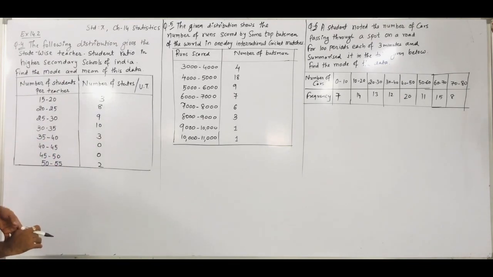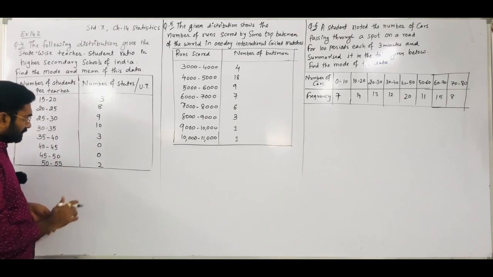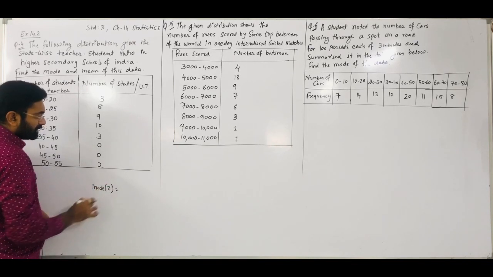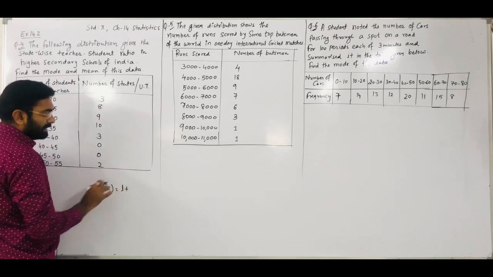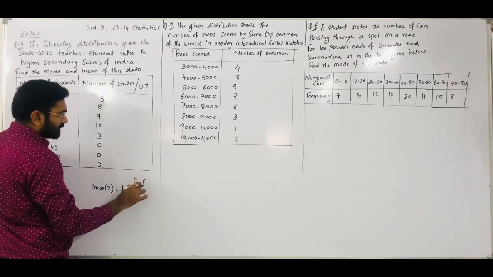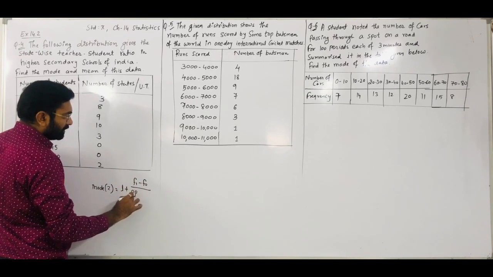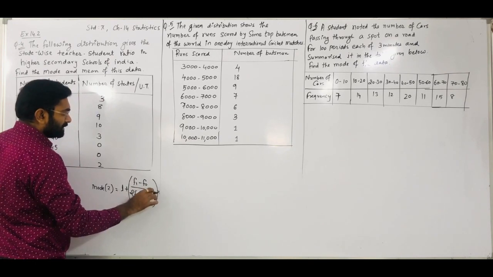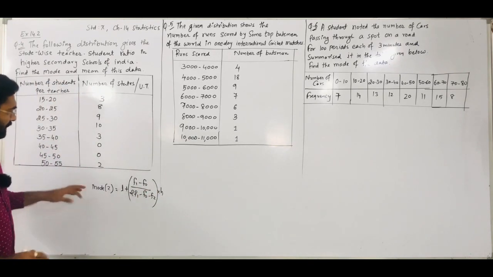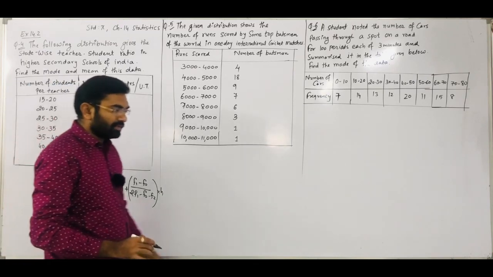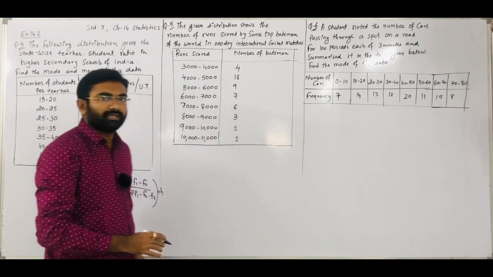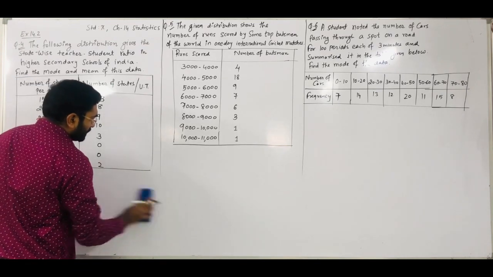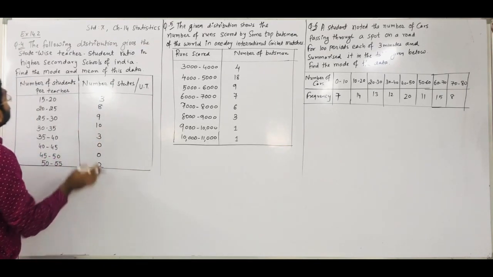Okay, so the mode formula we already discussed. Mode is represented by capital Z, where its formula is L plus (F1 minus F0) upon (2F1 minus F0 minus F2) into H. So this is the mode formula, right? And for the mean formula, we use the step deviation method, which we already discussed in exercise 14.1. Okay. So question number 4.